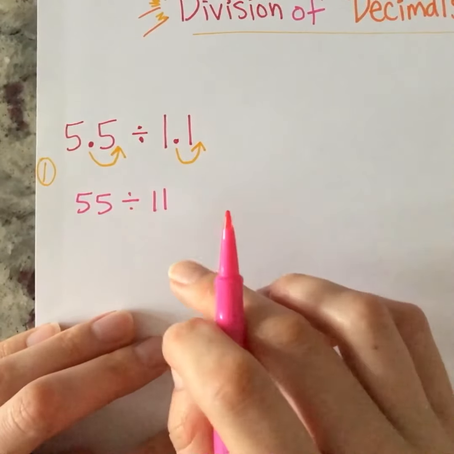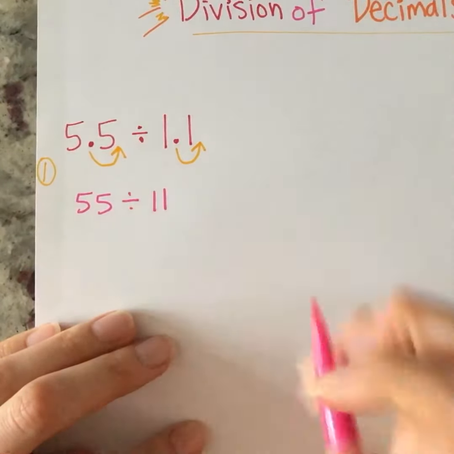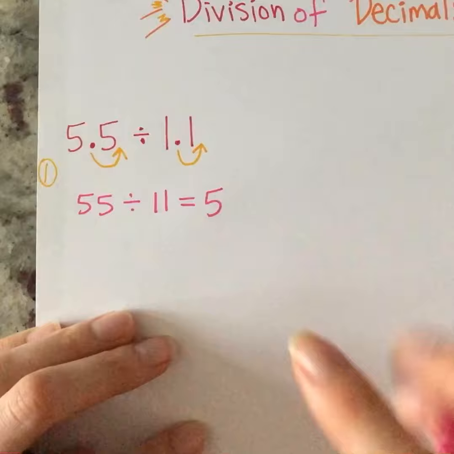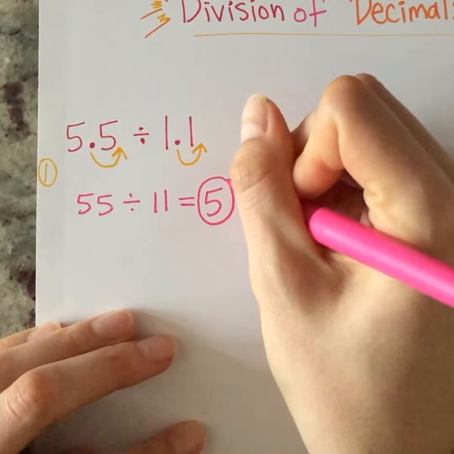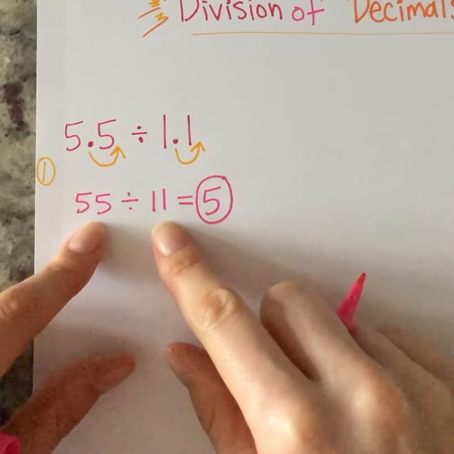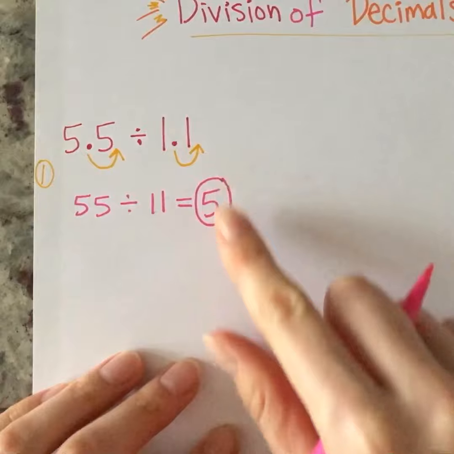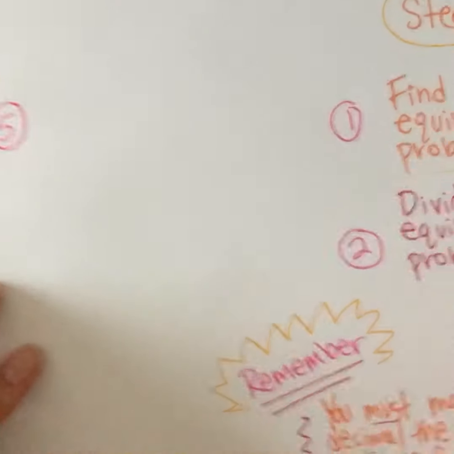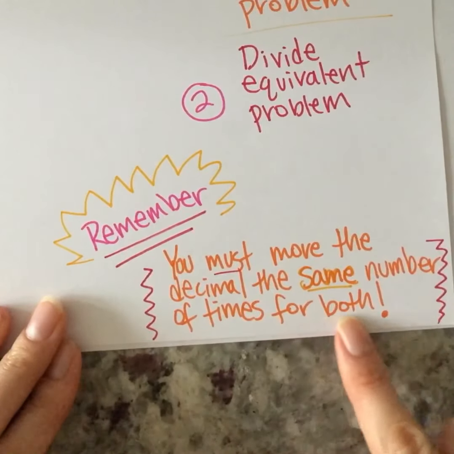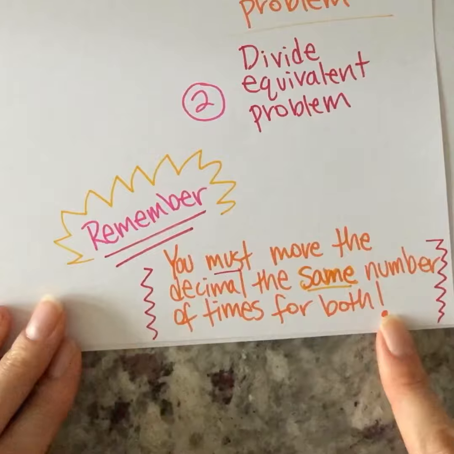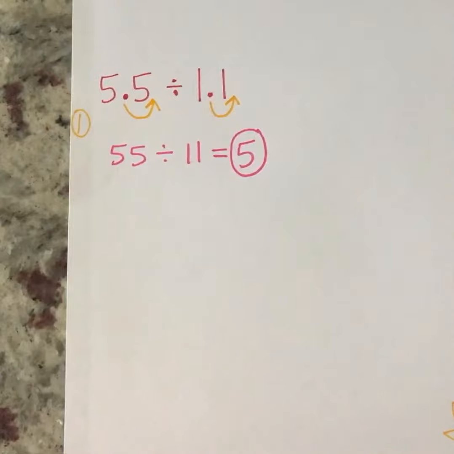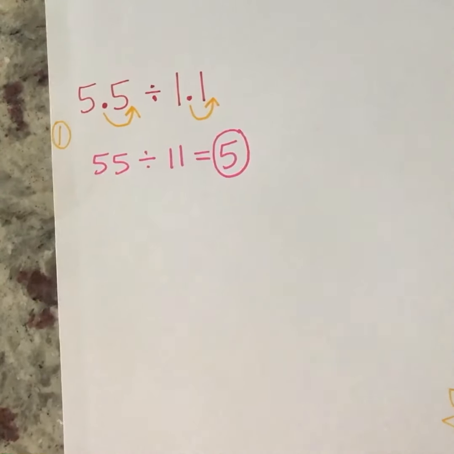Now, we know that 11 goes into 55 5 times, because 5 times 11 equals 55. So our answer for this problem will be 5. And because we moved our decimal place the same amount for this equivalent problem, our answer will be the same. So we just solved for 5. It's so important for us to remember, you must move the decimal the same number of times for both. So as we moved it one time for our dividend and one time for our divisor, we will do that every time, the same amount.